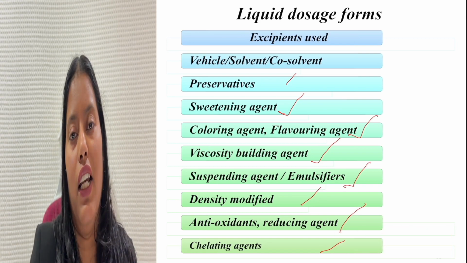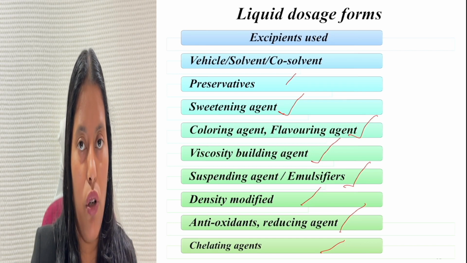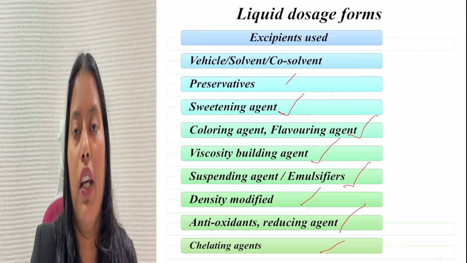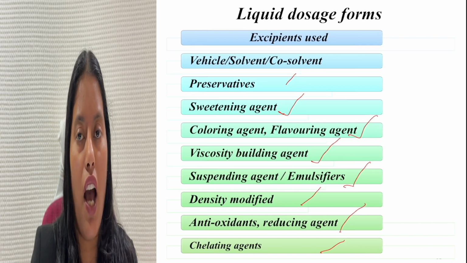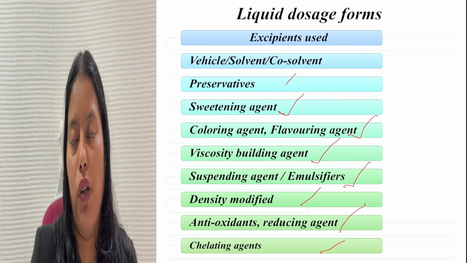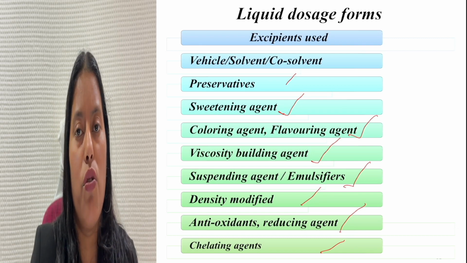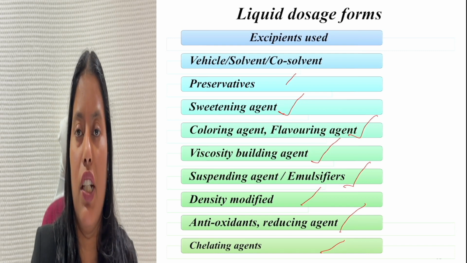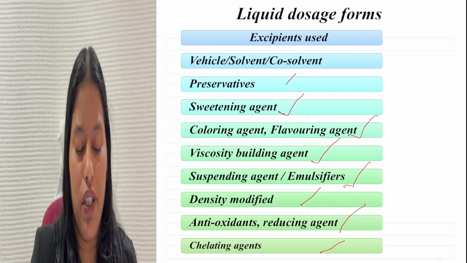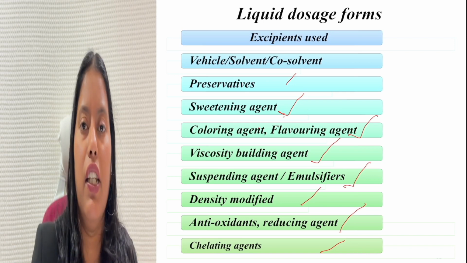So, vehicle or solvent or the co-solvents are used to solubilize the drug and to make it in solution form. So, various types of solvents are used. Preservatives to preserve the prepared formulation from action of the microbes or fungus. So, various antimicrobials, antibacterial agents are used as a preservative. Then sweetening agent, coloring agent, and flavoring agent.